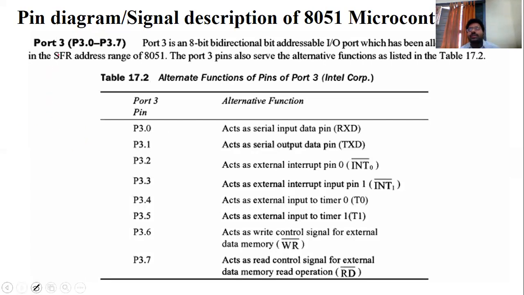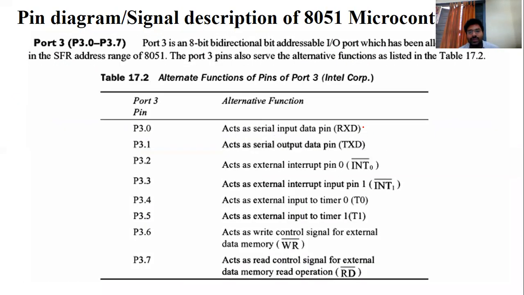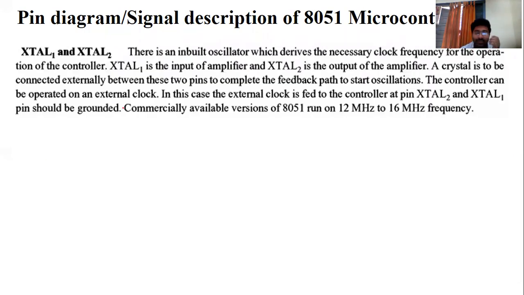Port 0 is dedicated for the input output lines as well as the AD0 to AD7 lines. Port 2 is dedicated to A8 to A15, as well as input output lines. Port 1 is not dedicated to anything. And port 3 is dedicated for special lines. For serial data, we use receive data and transmit data, then interrupt 0, interrupt 1, then timer control 0, timer control 1, then the read control and write instructions. Then XTAL1 and XTAL2 are the inputs for connecting the crystal oscillator.